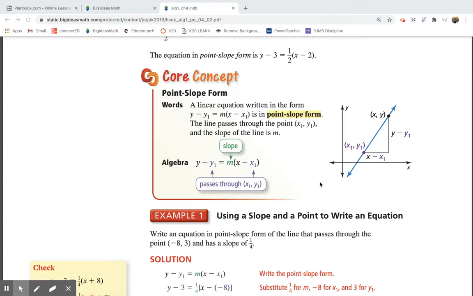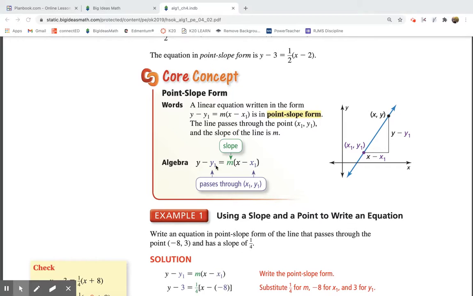Okay, so this is lesson 4-2, and it is writing equations in point-slope form. Up until this point, we've been using slope-intercept form, the y equals mx plus b. Now we're going to be using point-slope form, and it's this equation right here, or this formula. So go ahead and write this whole thing down.